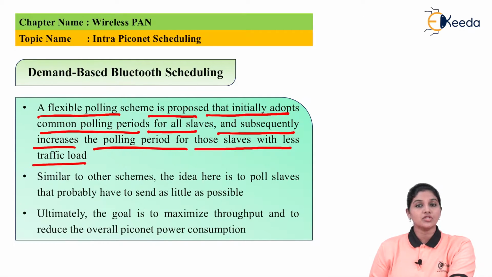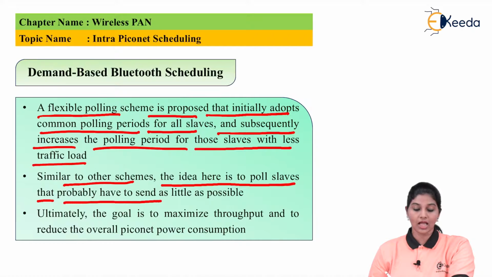So if there are 5 slaves present in the network, then the common polling period is selected for all the 5 slaves, and then for the slaves which have less traffic, the polling period is increased. Similar to the other schemes, the idea here is to poll slaves that probably have to send as little as possible. Ultimately, the goal is to maximize the throughput and to reduce the overall Piconet power consumption.